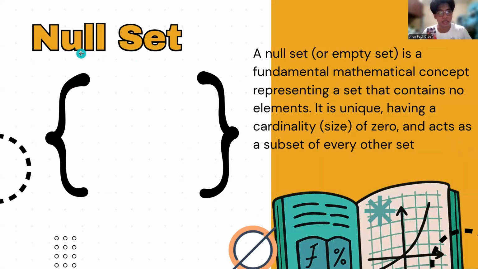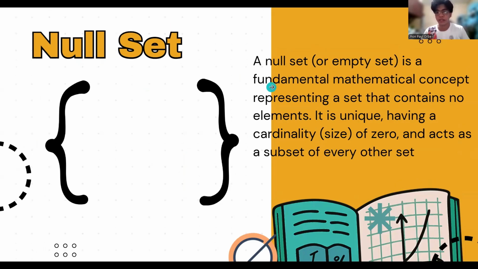So next is the null set. A null set is also called an empty set. It's a fundamental mathematics concept representing a set that contains no elements. It is unique for having a cardinality or size of zero and acts as a subset of every other set. So it is represented by the brackets, and has no element because it is an empty set.